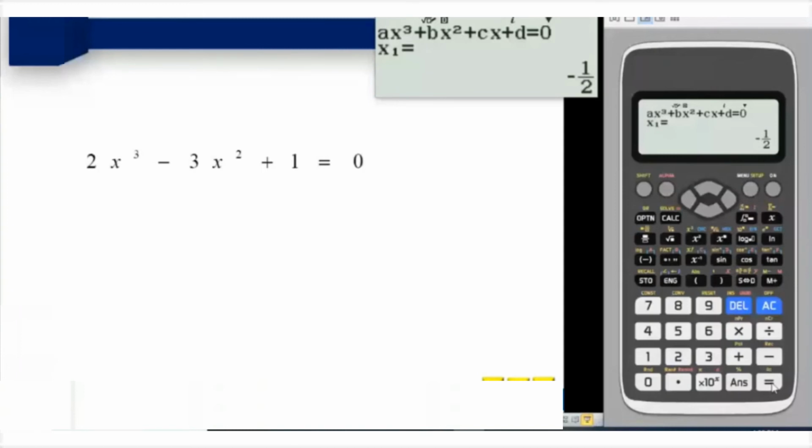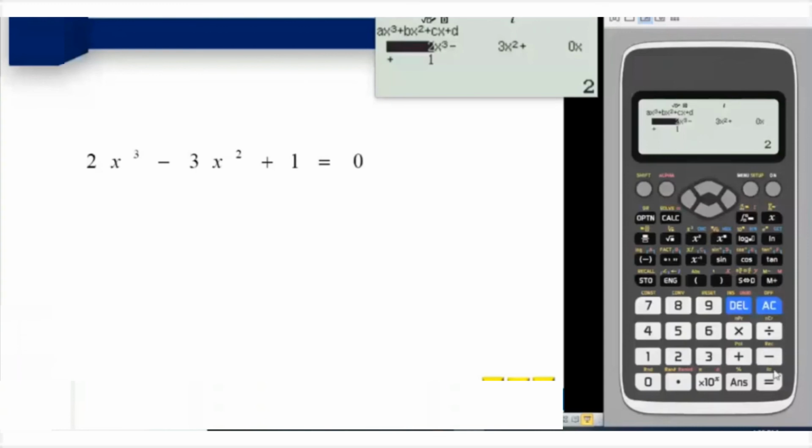Now when I press is equals to, I will get the first x intercept, I get the second x intercept, and when I press equals to for the third time, please observe it is not showing the value of x, it is showing the equation, which indicates that this particular cubic equation has only two roots. Please realize this: x1, x2, and there is no x3. The question is repeating itself, which means that there are only two solutions to this cubic equation.